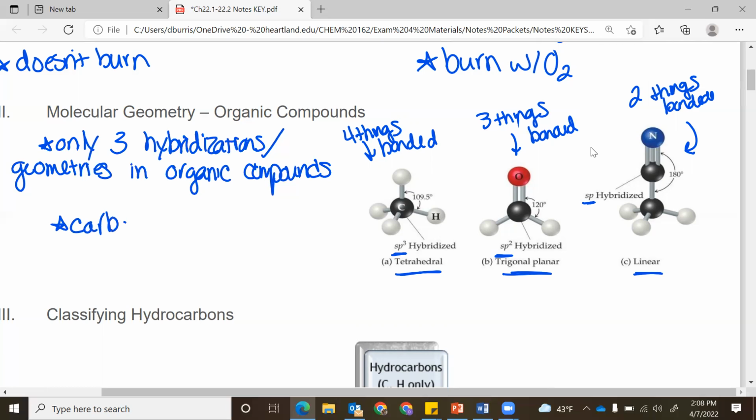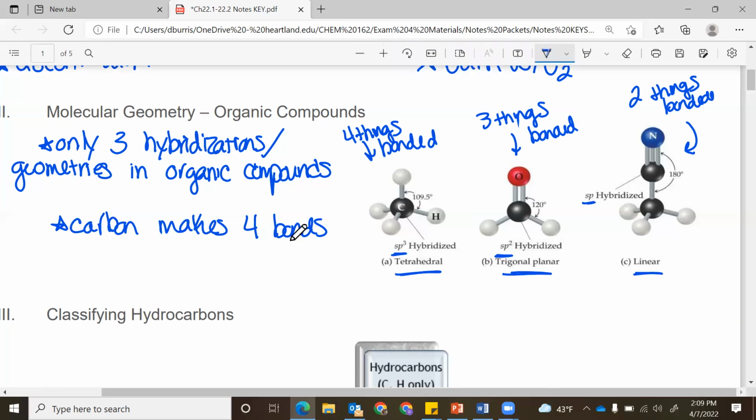Carbon makes 4 bonds. So it's either 4 single bonds, it could be 2 singles and a double, or a single and a triple, but that's all you're going to see for carbon. Okay, that's really important to remember.